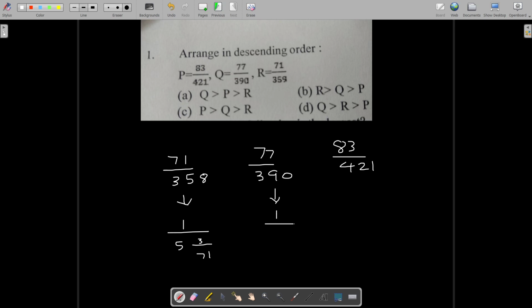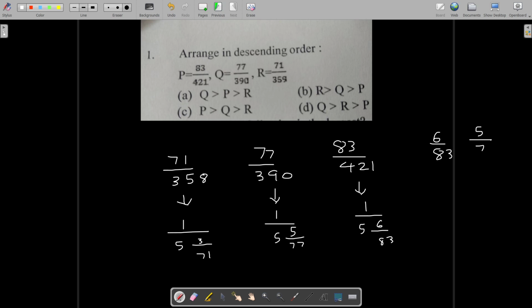Now in the second fraction, divide numerator and denominator by 77. It becomes 1 by 5 and 5 by 77. I hope I am doing it correctly. In the third fraction, divide the numerator and denominator by 83. It becomes 1 by 5 and 6 by 83.